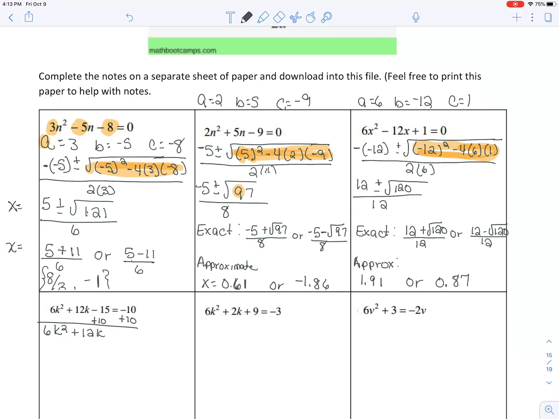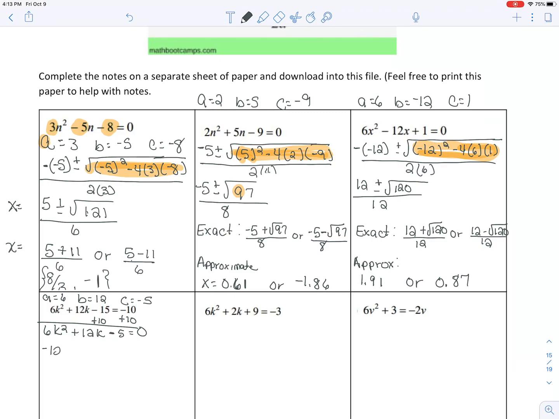So I get 6k squared plus 12k minus 5 is now equal to 0. Now it's in standard form. Now I can find A, B, and C. You're right, A and B would not have changed, but C is the only one that would have changed if I hadn't done it correctly.